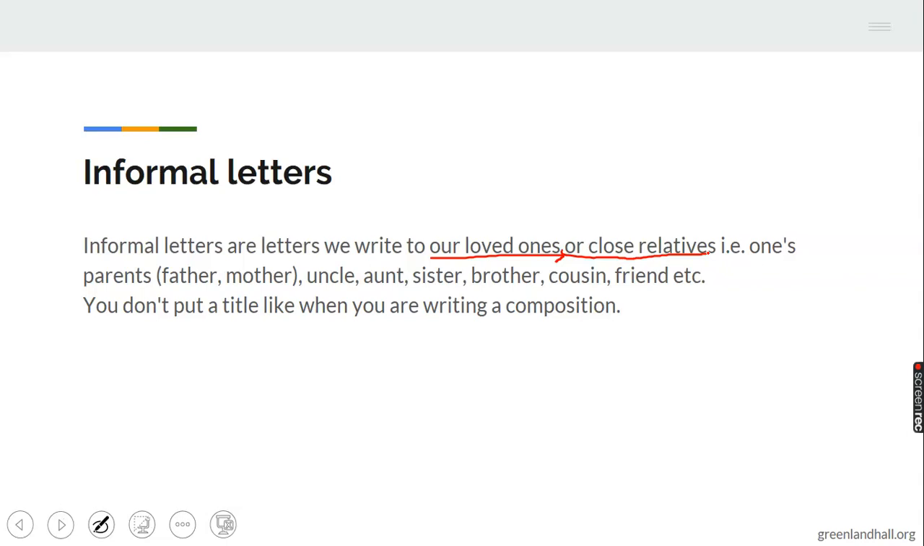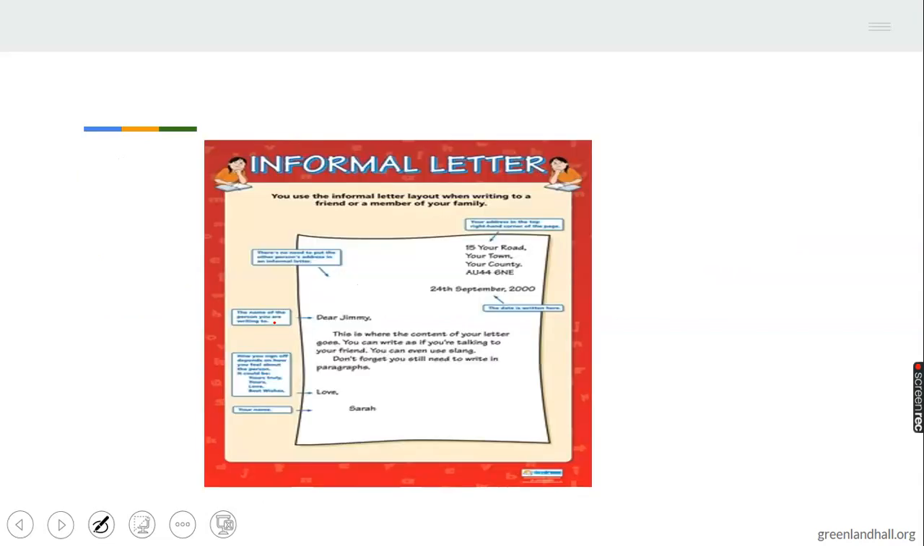In informal letters, you don't put a title. Like when you are writing a composition, there's no title. You know, when you are writing a composition about my best food or my mom, you write the topic there. But in informal letters, you don't put a title. It is what you have written, your story, that will make people know what you are writing about.